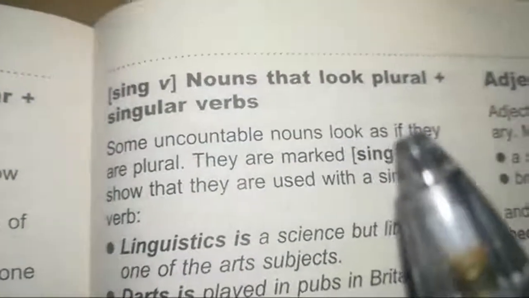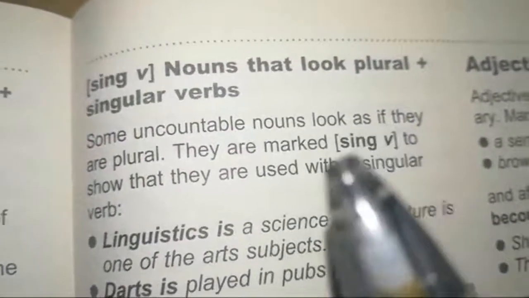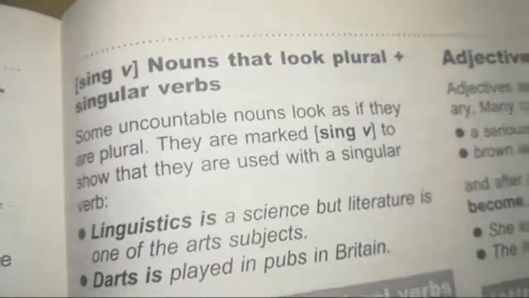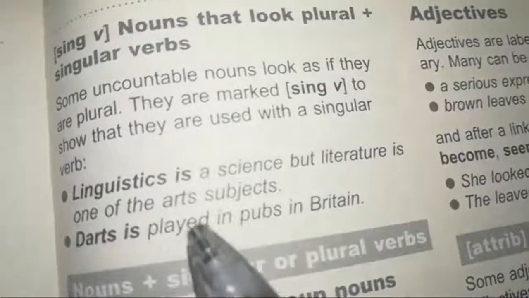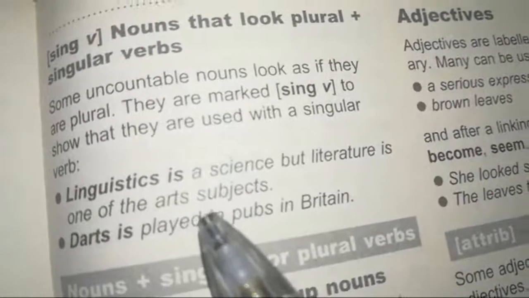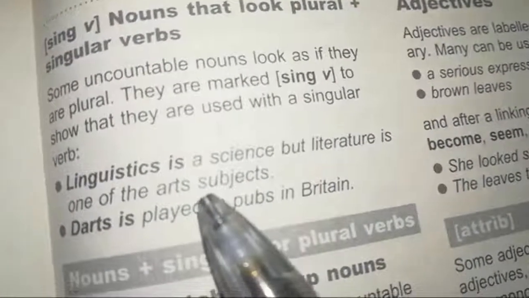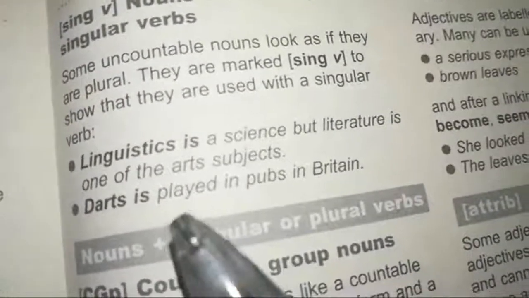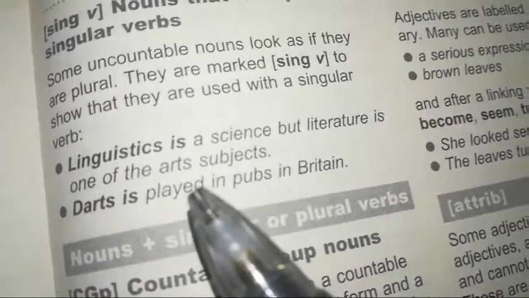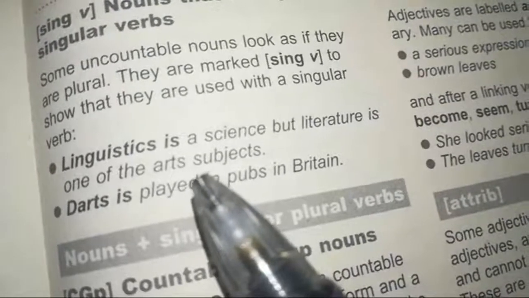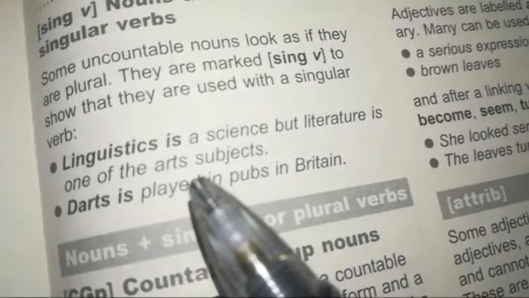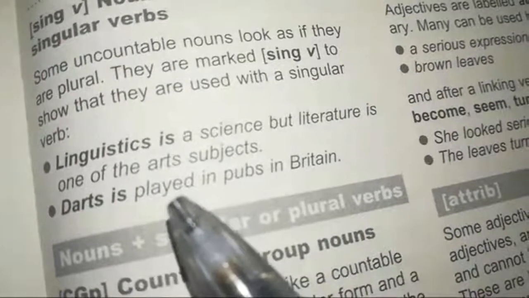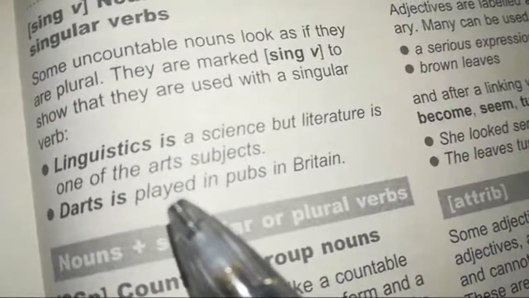Nouns that look plural but take singular verbs. Some uncountable nouns look as if they are plural. They are marked with a note to show that they are used with a singular verb. Linguistics is a science, but literature is one of the arts subjects. Darts is played in pubs in Britain.